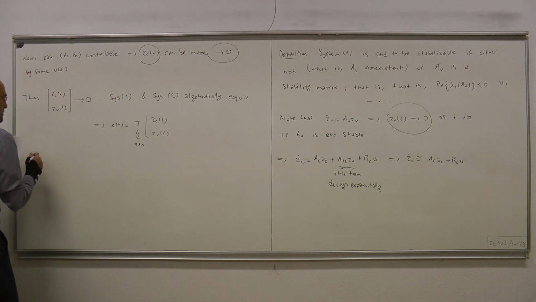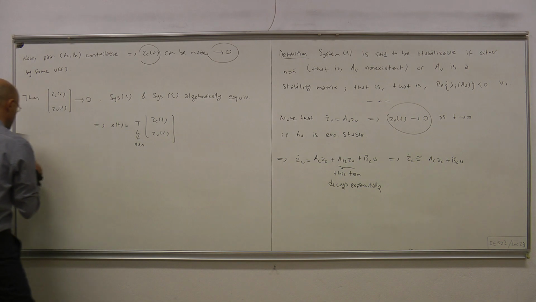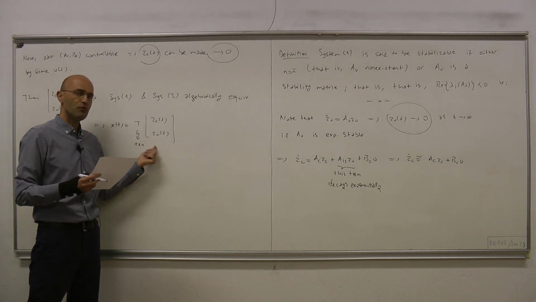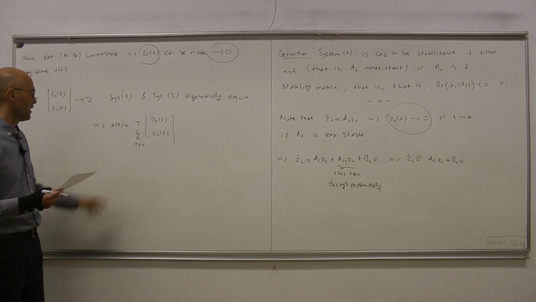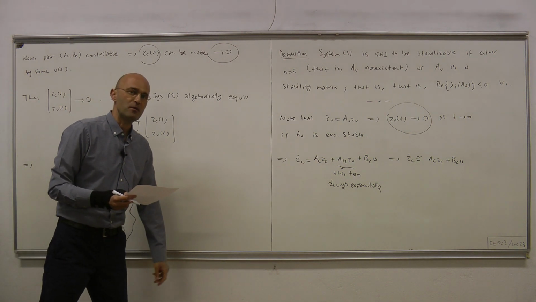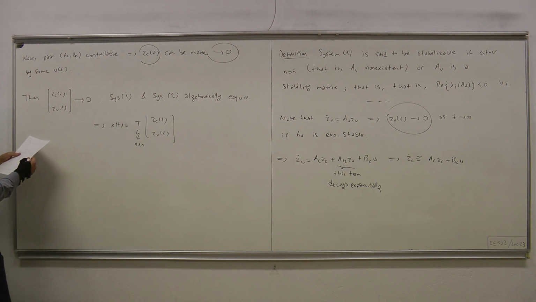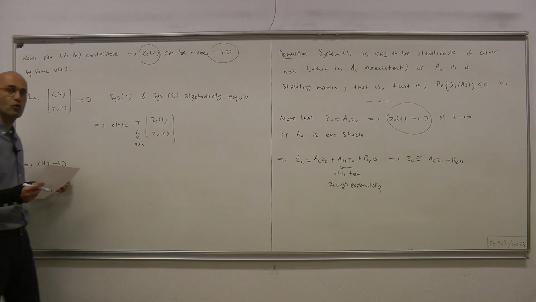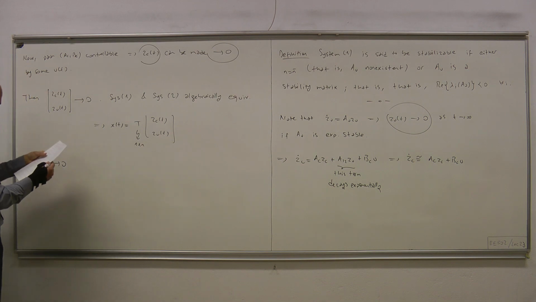Okay, as a result, since this matrix is constant and this z(t) is converging to 0, therefore the x(t), the state of the original system, must be converging to 0. Okay. As a result, x(t), the state of the original system, can be made to converge to 0.